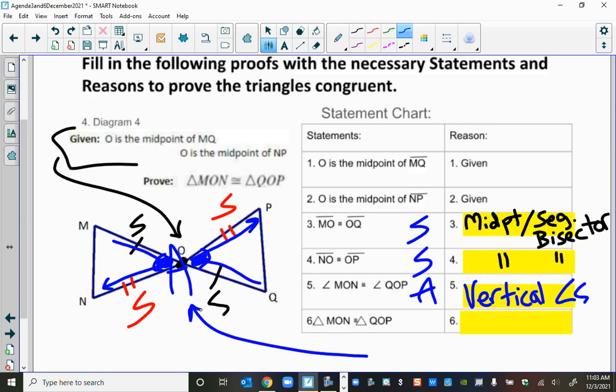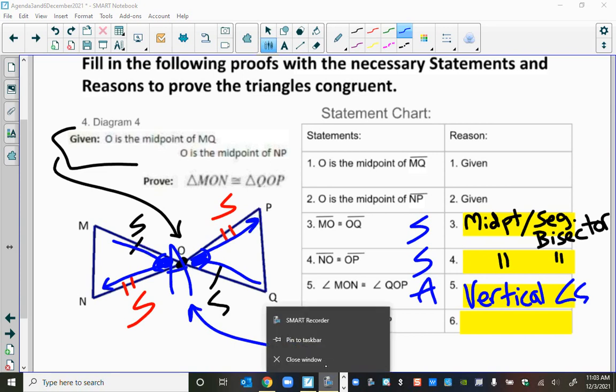Okay, so where's the angle located? Is it between the sides or is it away from the sides? So look where our S's are. We got a side and a side, but where's that angle located? Is it between the two sides or is it before or after? Where's that angle located, ladies and gentlemen?